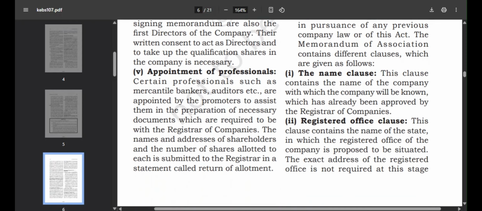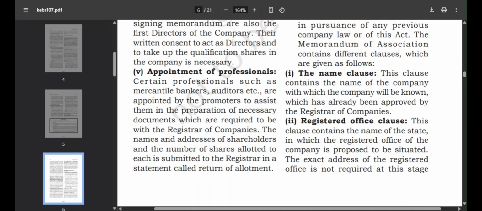The names and addresses of shareholders and the number of shares allotted to each shareholder have to be submitted to the registrar in the statement called return of allotment. Name, address, and number of shares held by the shareholders have to be submitted to the registrar in the statement called return of allotment. Return of allotment. This is important.